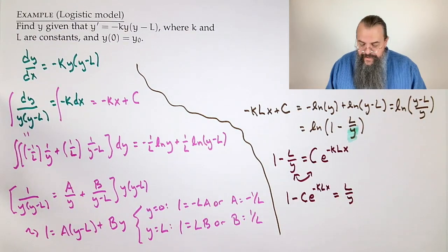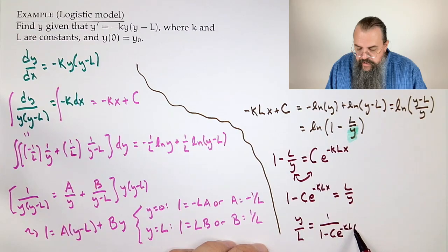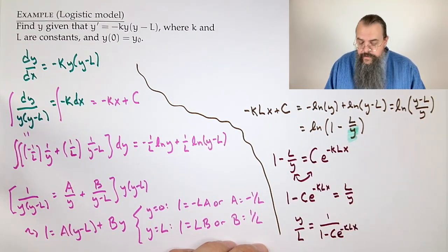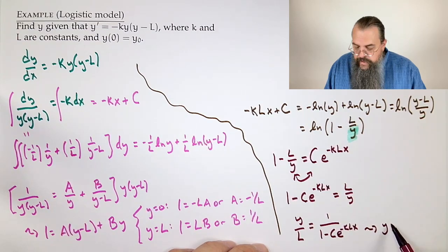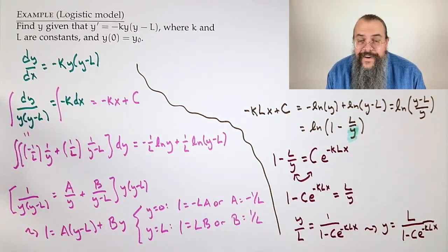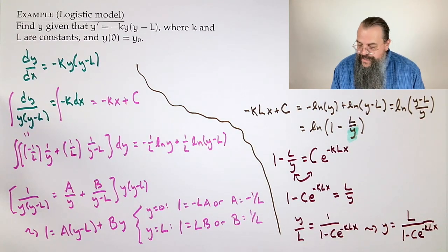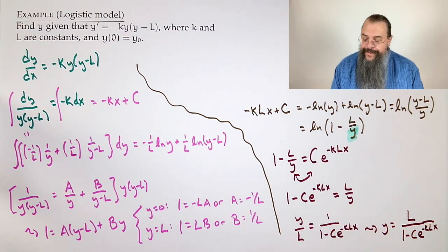Let's flip both sides, and we'll have y divided by L is equal to 1 over 1 minus c e to the minus k L x, and multiply across, we get y is equal to L divided by 1 minus c e to the minus k L x. Aha! Good. Now, are we done? And why not? Well, we're getting close. What haven't we actually taken into account yet?